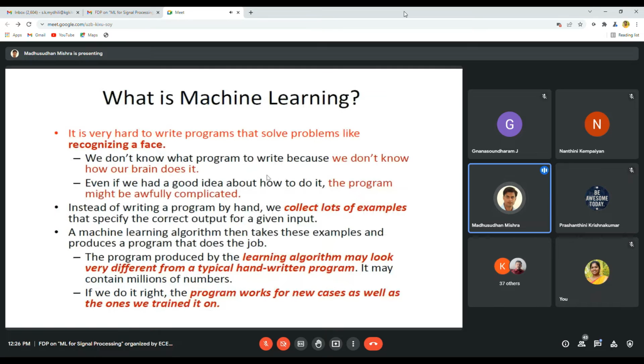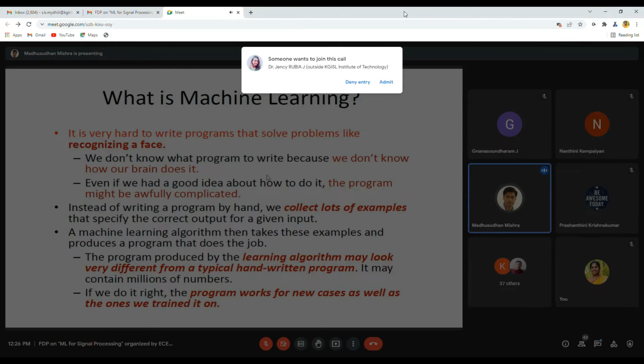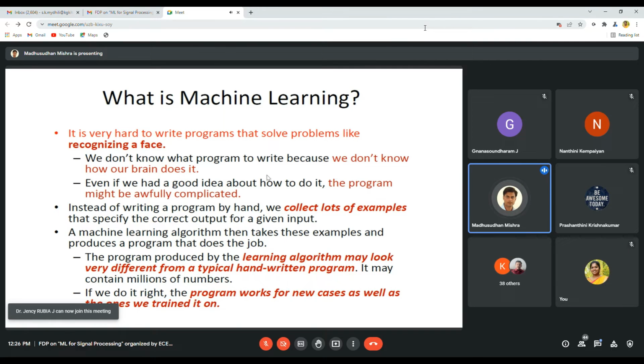And again, as we have already discussed, but in a deeper sense, in context to machine learning, it's very hard to write programs that solve problems like recognizing a face. So the question comes: what is machine learning, or why is there a need for machine learning, why are we not writing our conventional code or programs? The answer is that it is very hard to write a program, to write code that solves problems like recognizing a face, or when we have huge data, or when we have a constant flood of data.